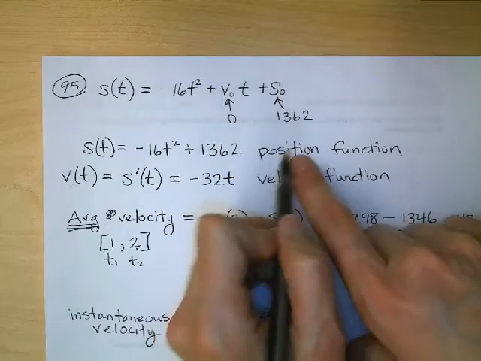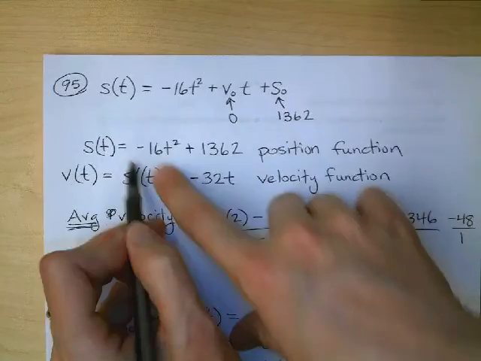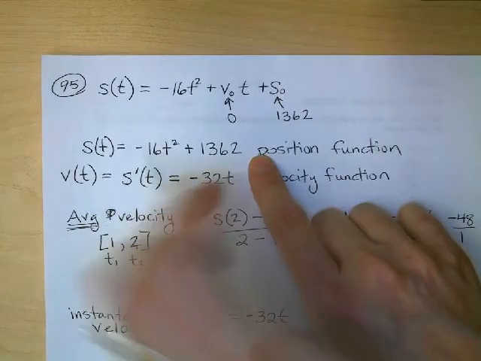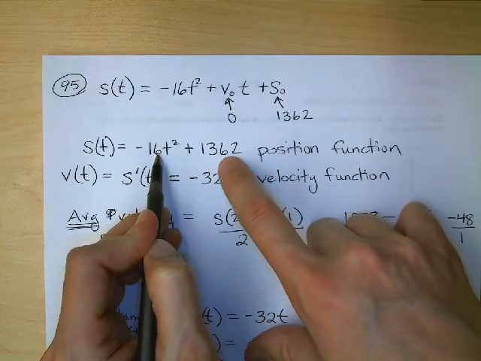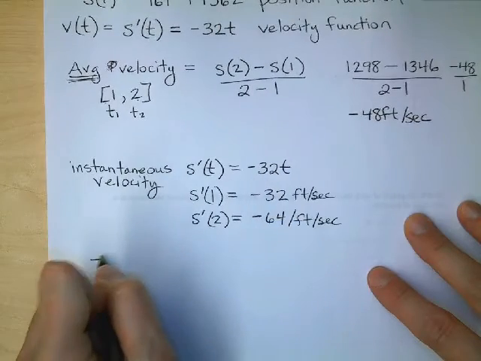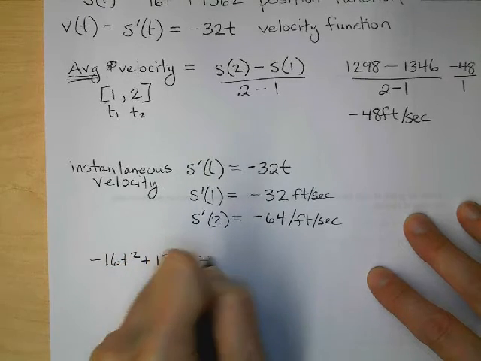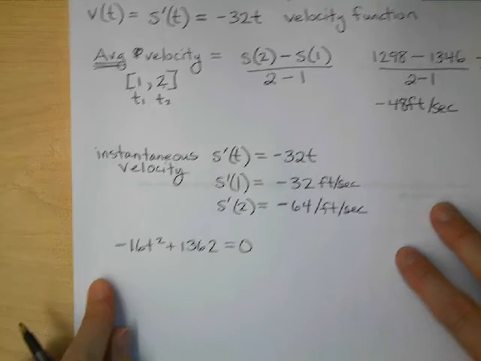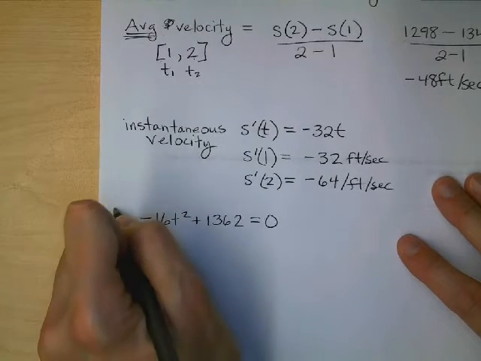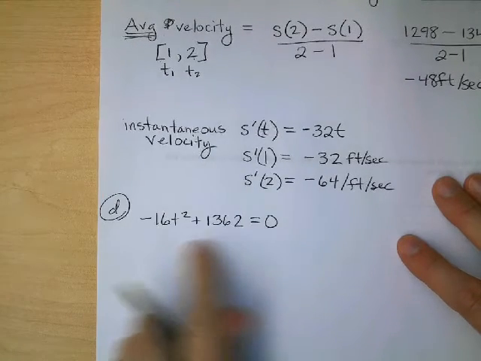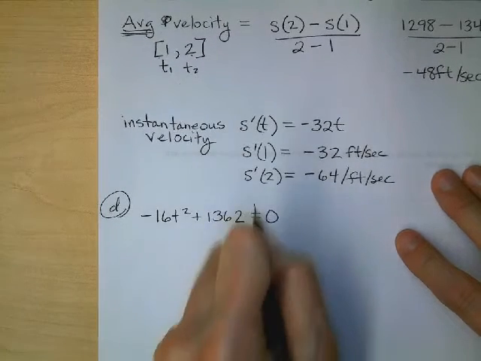So that's a position, so you're going to take this function and set it equal to 0. They want ground when you're at level 0 for your position. So you take this function and set it equal to 0. So we have negative 16t squared plus 1362 equals 0. Yep, find the time required for the coin to reach ground level. So I would just solve this.